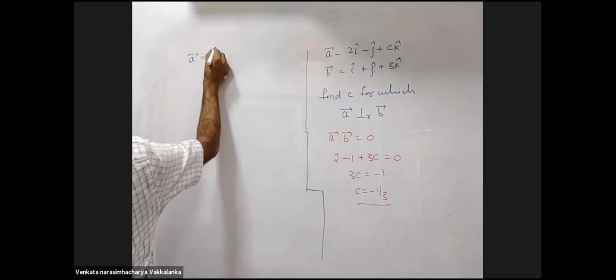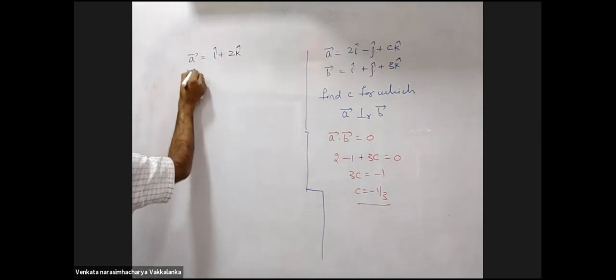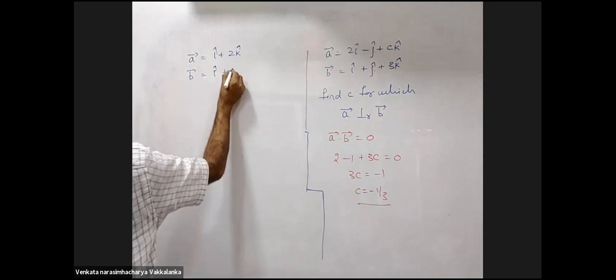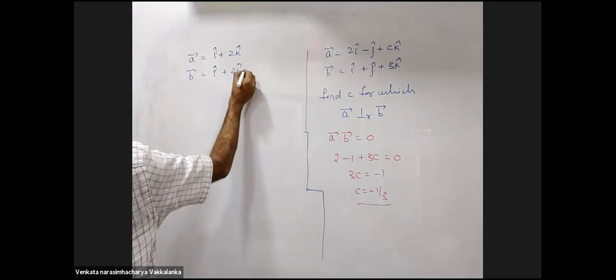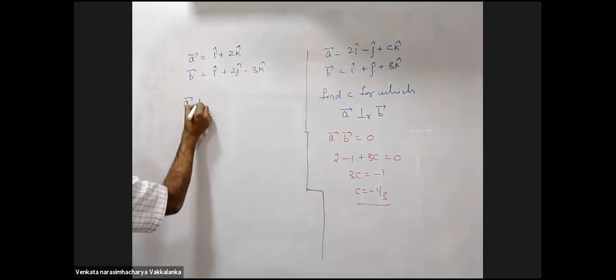A is I cap plus 2k cap. B is I cap plus 2j cap minus 3k cap. Find A dot B.